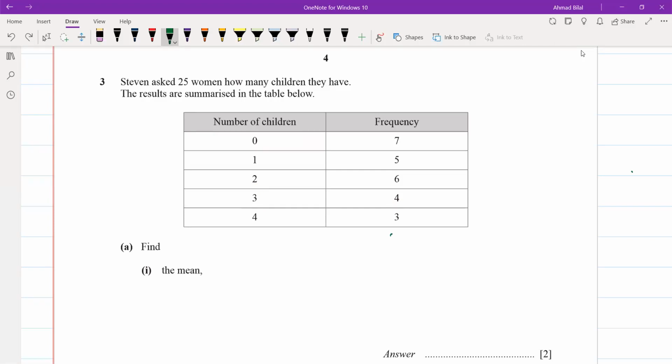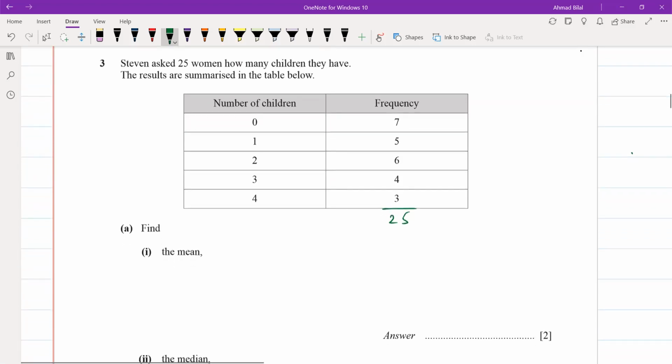So the total आप करोगे इसका, it turns out to be 25. ठीक है, total 25 बनता है, और ये आपको number of children left side पे वो दिया हुआ है. अच्छा, now we have to find the mean children first. Mean find करना है. Okay, let's find the mean.